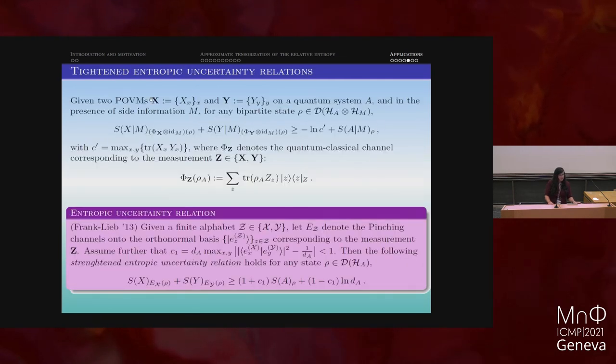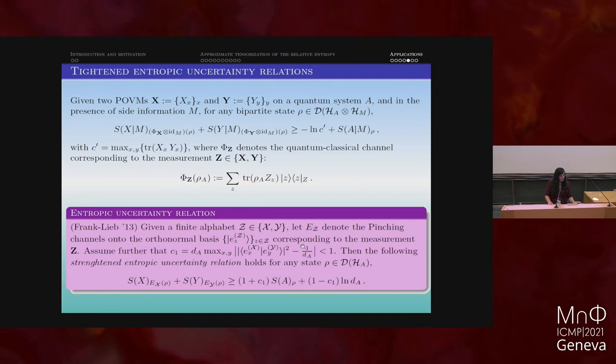And finally, similarly to the result that I just mentioned about how to prove MLSI for pinching onto different bases, we can do something similar in the context of uncertainty relations. So this famous result from some years ago regarding two POVMs yields the following inequality, in the case in which we have two POVMs X and Y, and we have the presence of some side information M. This inequality was proven by Frank and Lieb some years ago. And what we do here is obtain something similar, but now without this side information.